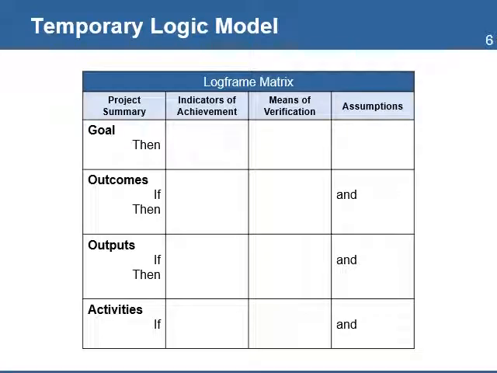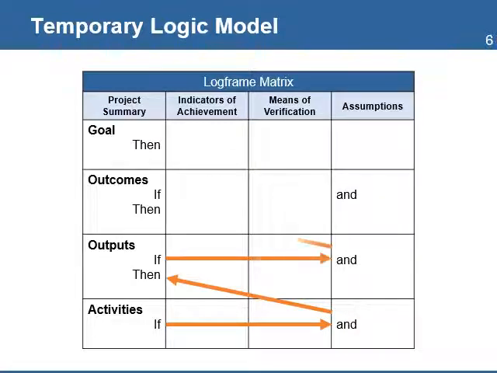The core of the logical framework is the temporal logic model that runs through the matrix. This takes the form of a series of connected propositions, and it goes like this. If the planned activities are implemented and the assumptions hold, then the outputs will be delivered. If the outputs are delivered and the assumptions hold, then the outcome will be achieved. If the outcomes are achieved and the assumptions hold, then the project goal will be achieved.